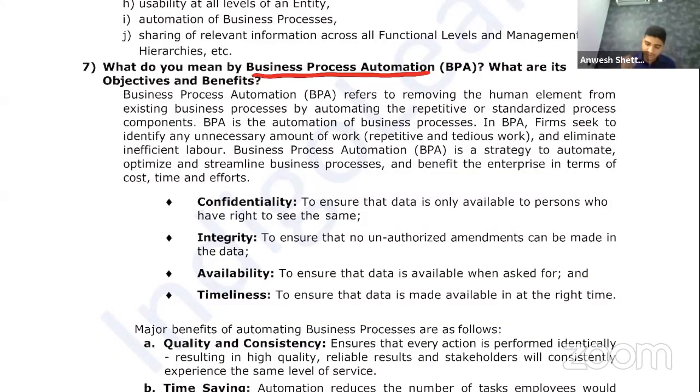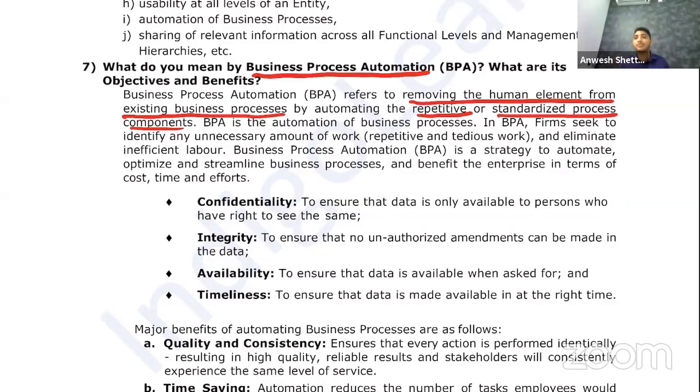Answer says business process automation refers to removing the human element from the existing business process. So going back to the theater example, earlier there was a person who was sitting and would ask which movie you want to watch, at what time you want to watch. Now they're removing that human and replacing it with application. So business process automation refers to removing the human element from the existing business process by automating the repetitive or standardized process components. So what is repetitive? Repetitive is all customers are going to do the same thing, going to stand in the queue and ask for a movie ticket. Okay, and standardized process components.